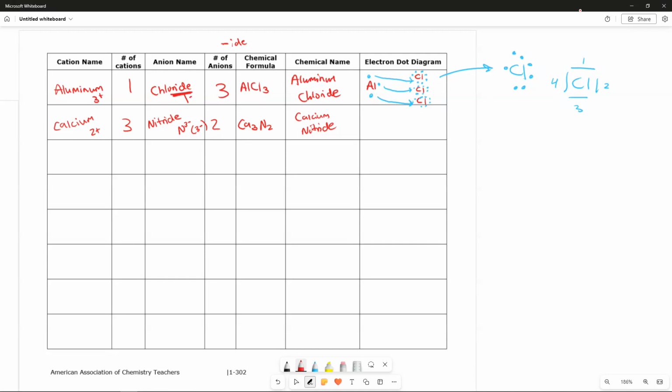So if we take a look at the electron dot diagram for this, it's going to be a lot, so bear with me. We're going to move over to this side here.